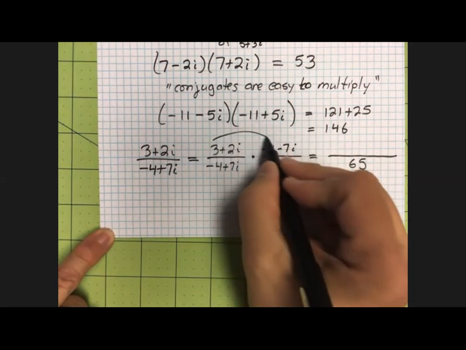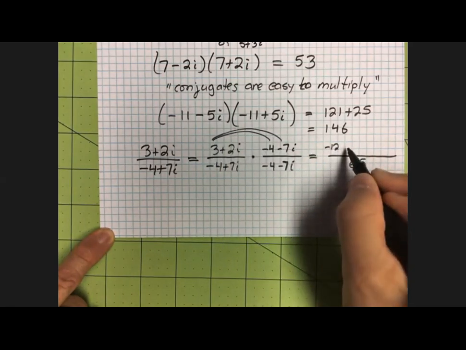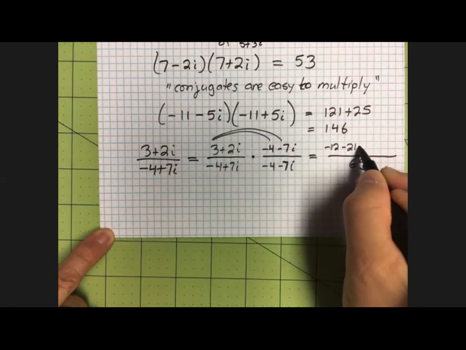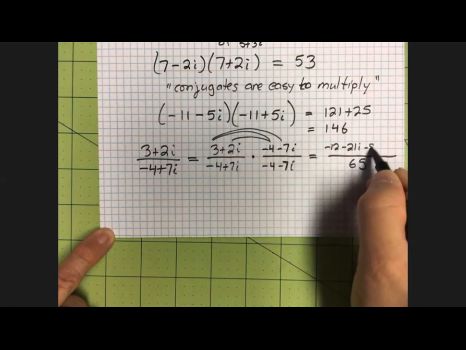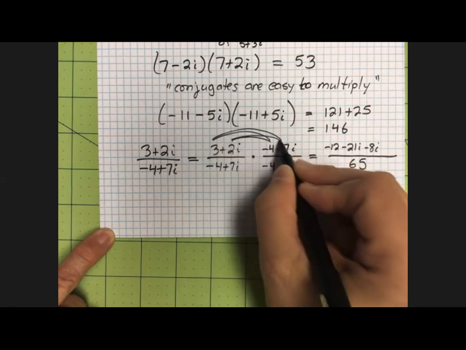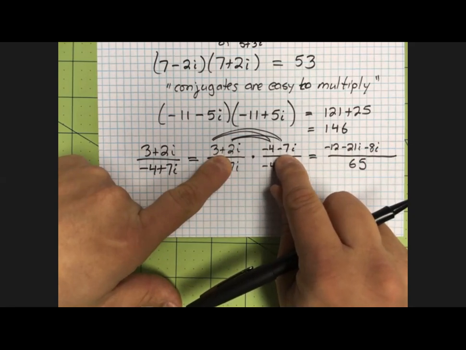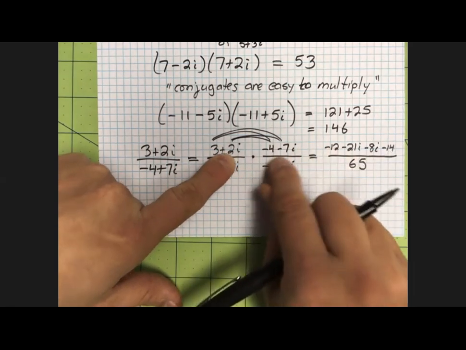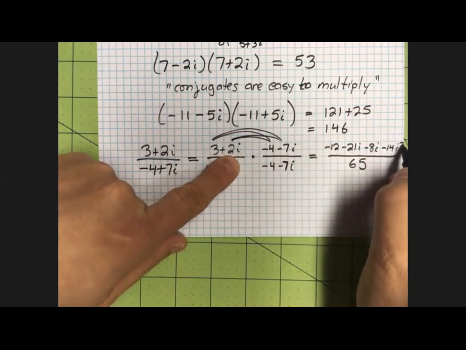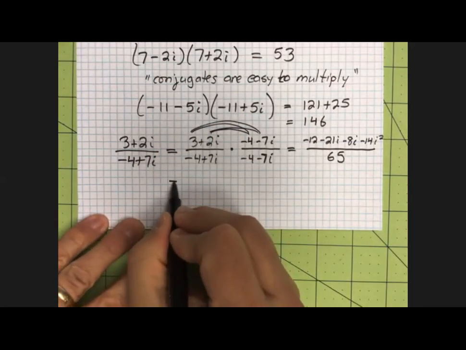How about on the top? Well, I've got to FOIL. Negative 12, negative 21i, minus 8i. And now be careful with signs when you do this, particularly when you FOIL. You're always careful with signs. But I have plus 2i minus 7i. That gives me a negative 14 times i squared. And remember, i squared is always minus 1.